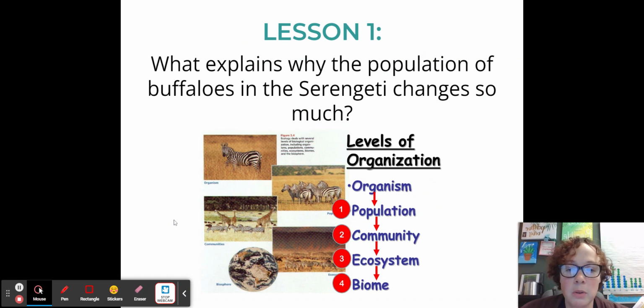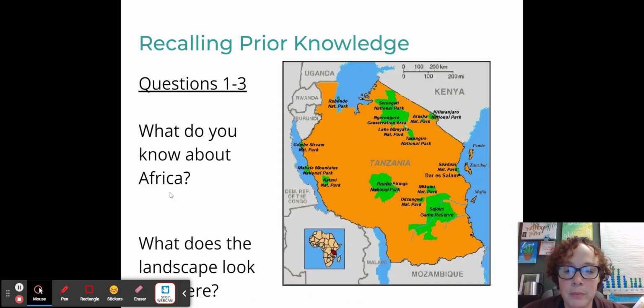So today's lesson asks: what explains why the population of buffaloes in the Serengeti changes so much? Well, what are we talking about? What population of buffaloes and what kind of changes? So let's dive into the lesson.